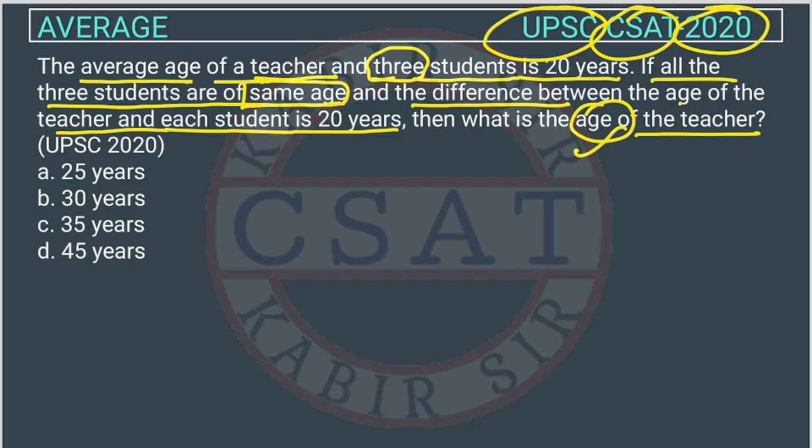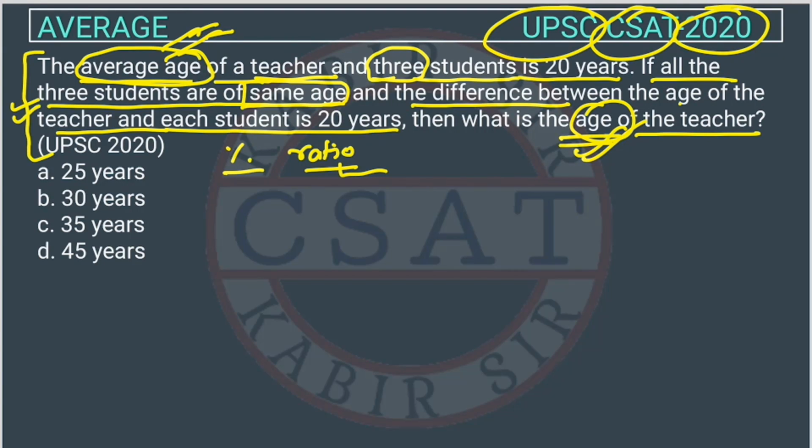See, it looks like this is a problem on age, but the average age is given. So in this question, the examiner is using the concept of average, applying it on a problem of ages. The examiner can even apply percentage or ratio. Any concept he can apply on any problem. So you have to understand the problem. If you understand the question and know the basics, you can solve it easily, no matter what question they give.